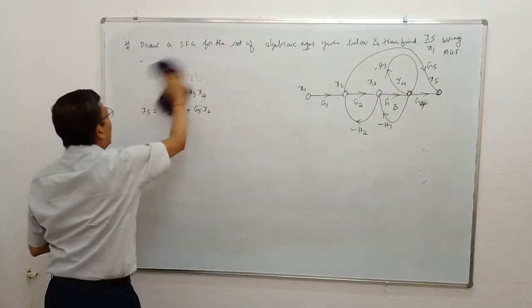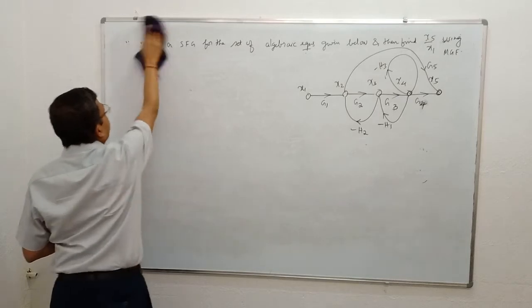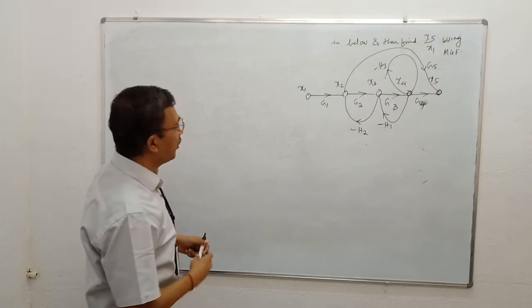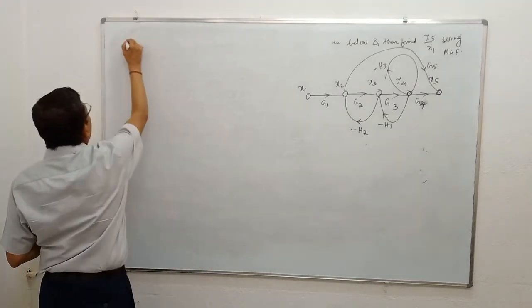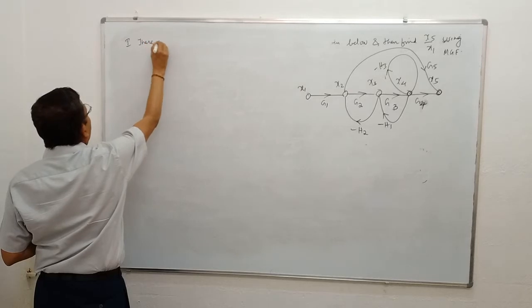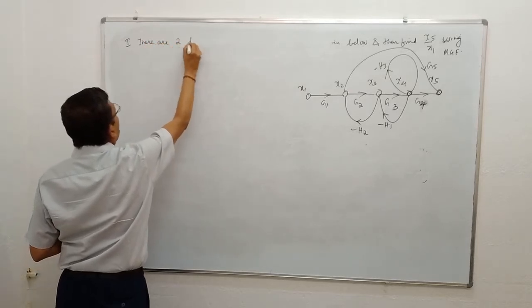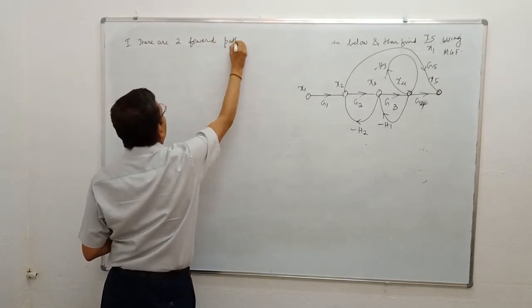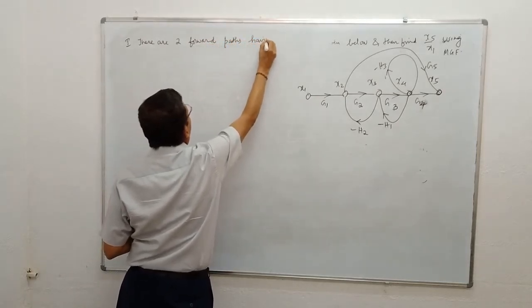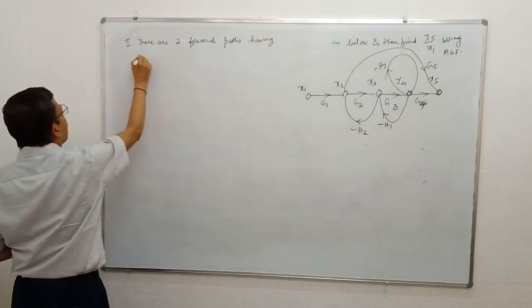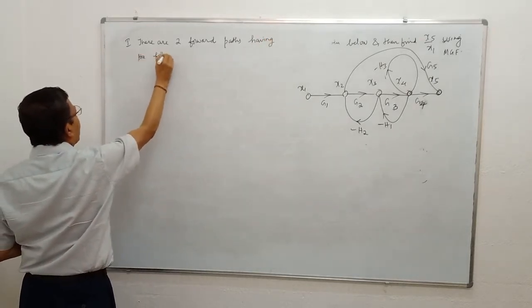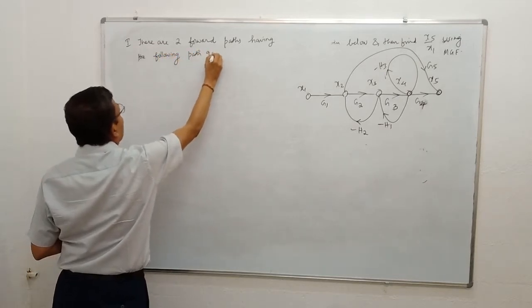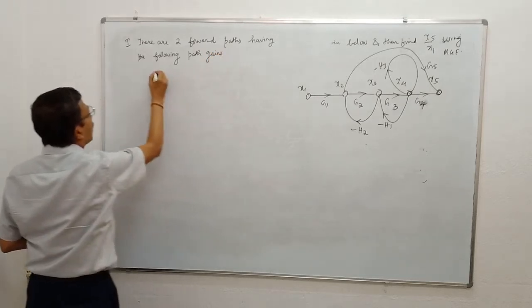Next, I will apply Mason's gain formula. How many forward paths are there? There are two forward paths. Step 1. There are two forward paths having the following path gains. What are they?